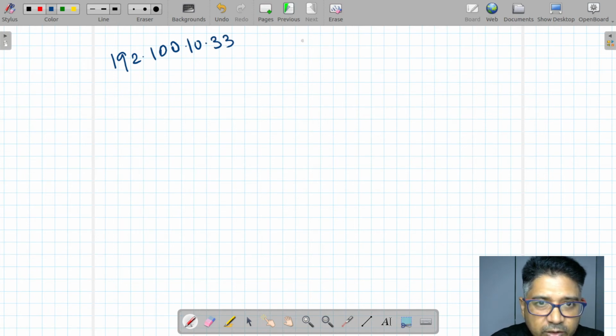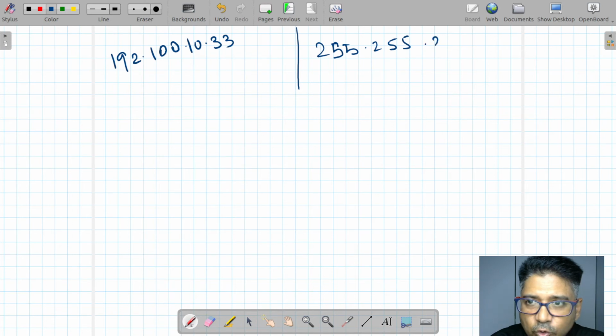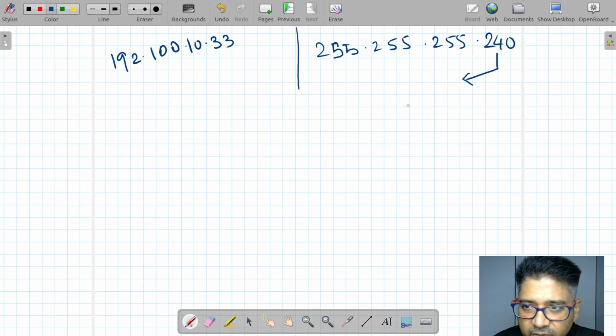192.100.10.33. I gave you the subnet mask 255.255.255.240. I'll teach you how to break this. The bit pattern will be 111 followed by 0000. This is my bit pattern.